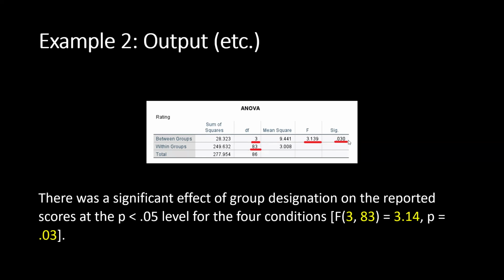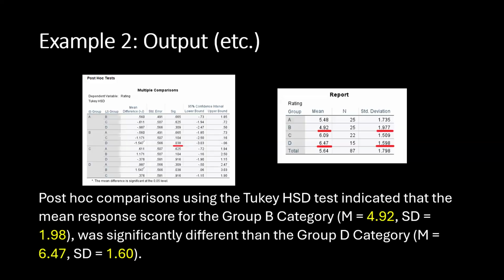But now, because this is less than 0.05, because we reject the null hypothesis, we now have to report our Tukey's HSD findings. And this is going to demonstrate that there was, and I'm just going to read this off, post-hoc comparisons using a Tukey's HSD test indicated that the mean response score for the group B category, and here's the mean for group B's category, so all the values for group B as they were in our data set, if we were to add all those values together and take the average, this is the mean, and this is the standard deviation for all of those values.